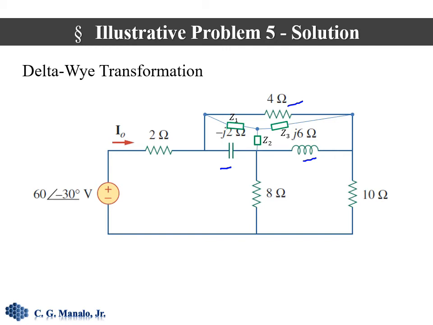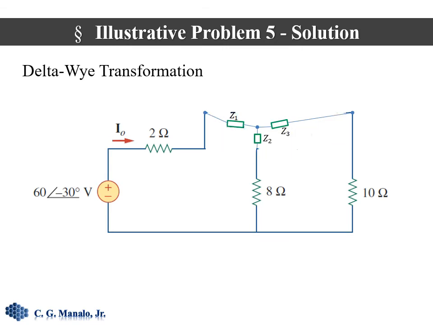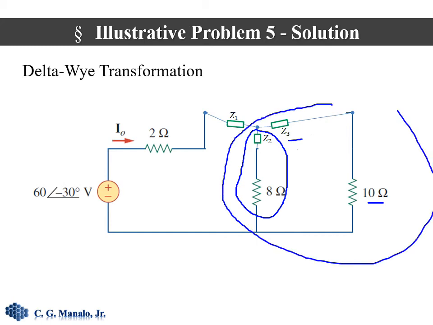Once we get those impedances, we could replace that delta network, and that would result in a network that looks like that, which can now be simplified because Z sub 3 is now in series with 10 ohms, and the combination is in parallel with this part here, and this whole combination is in series with Z sub 1 and the 2 ohms, and therefore we could solve for I sub naught.